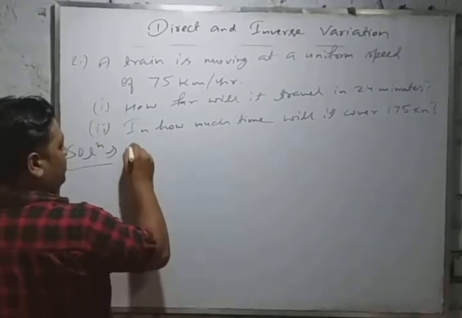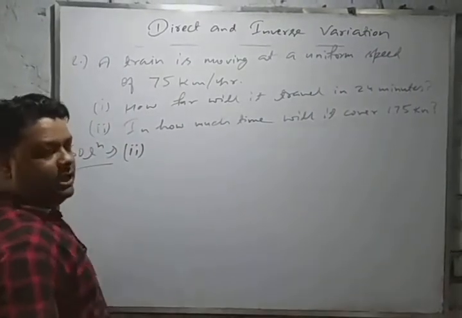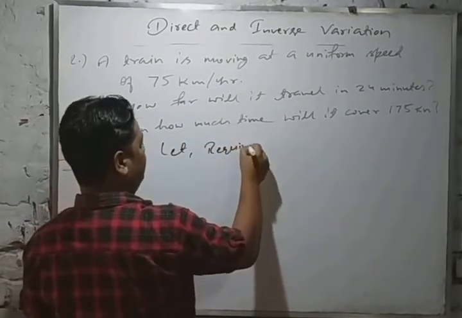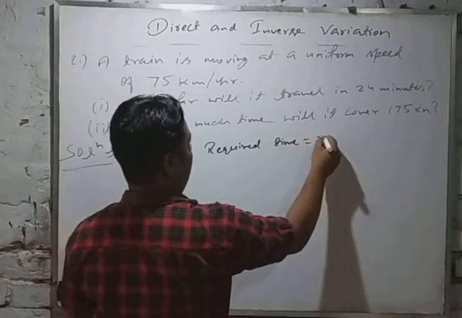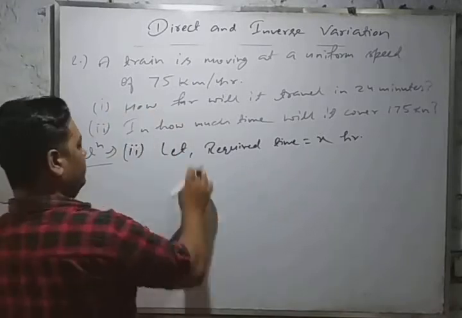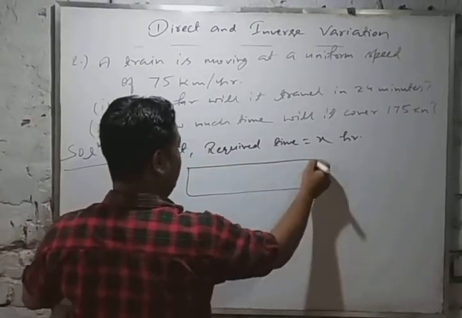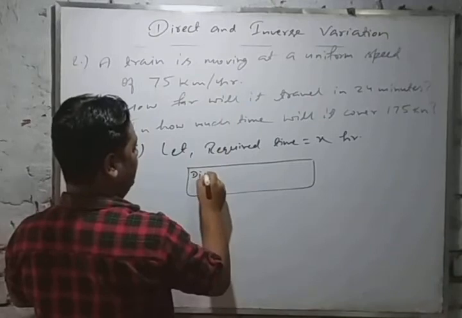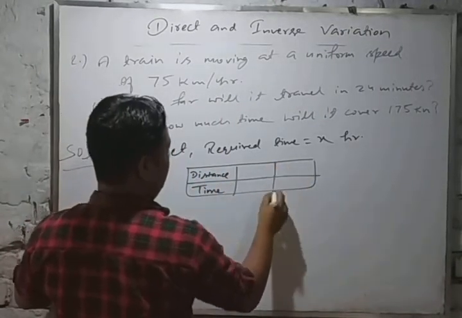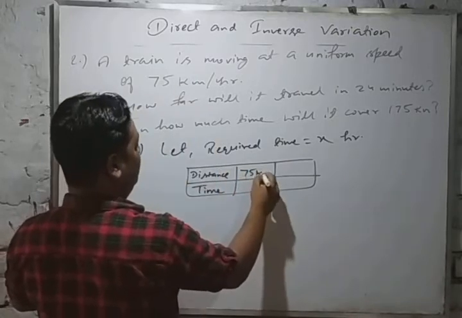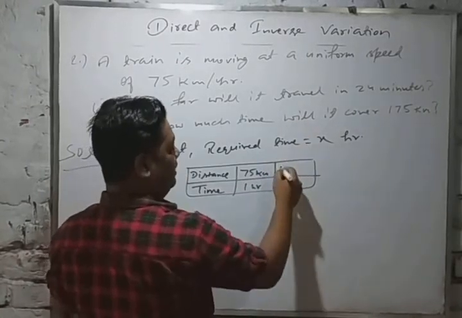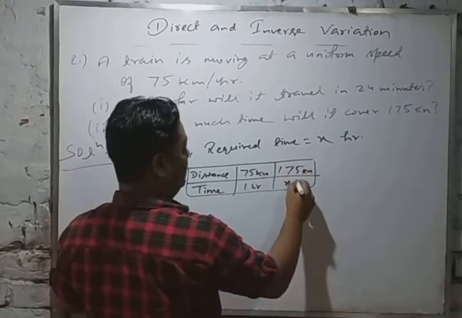Now in question number 2, we have to find how much time. So we will assume the required time is equal to x hour. Okay. Now make a box: distance and time. Distance 75 kilometers, time 1 hour. Distance 175 kilometers, time x hour.